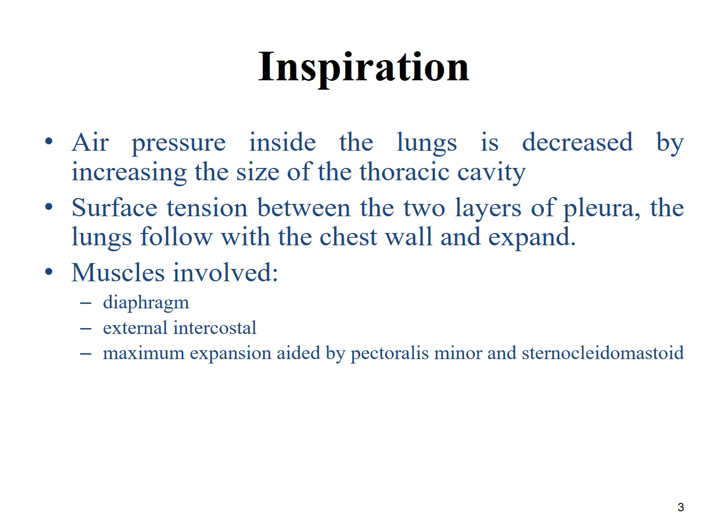When the external intercostal muscles contract, they take along with them the parietal pleura. Remember that there's surface tension between the two layers of the pleura, and so the lungs are going to follow along with the chest wall and expand.